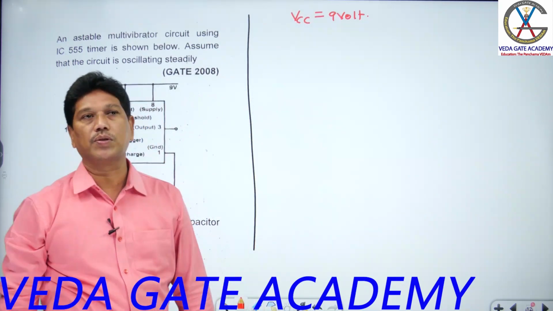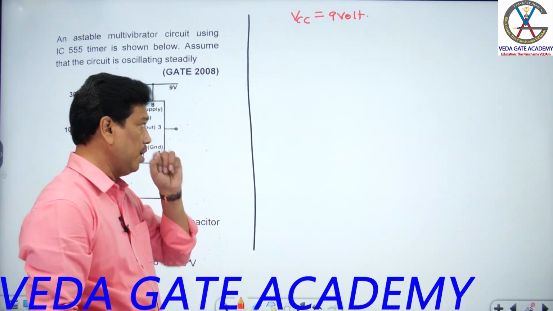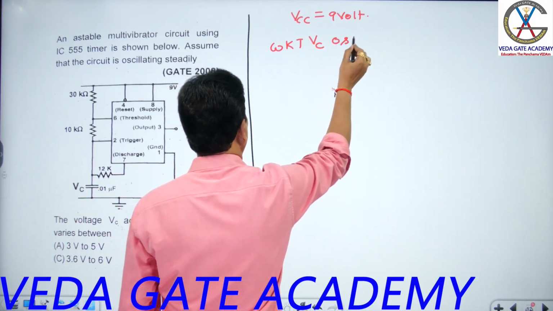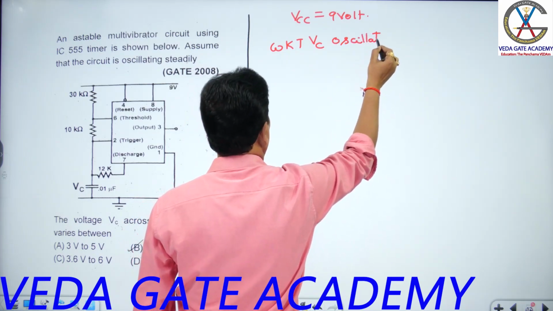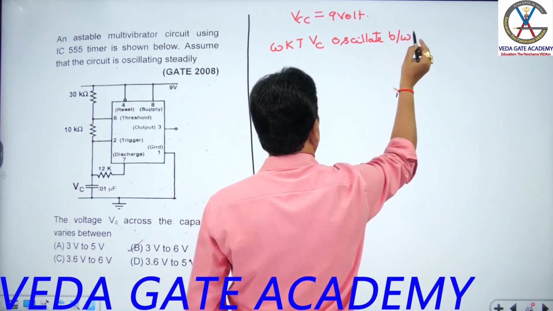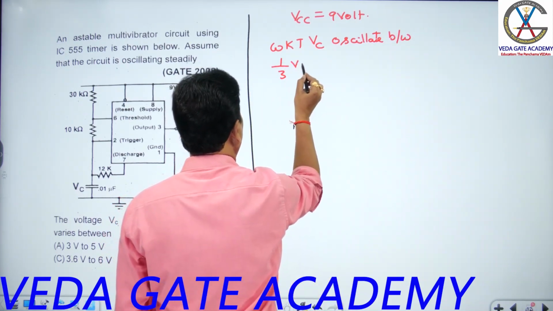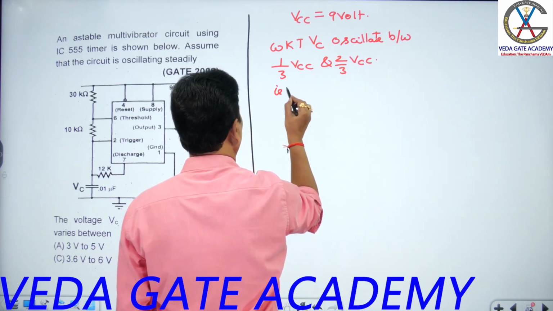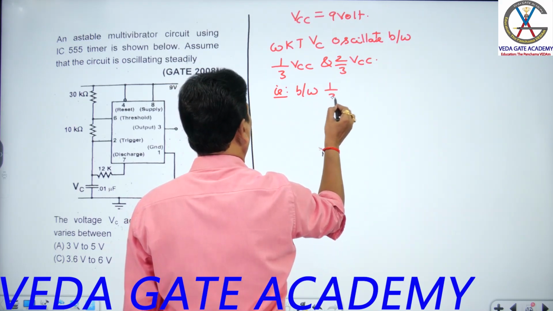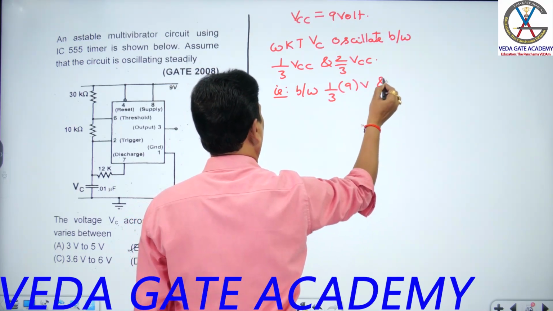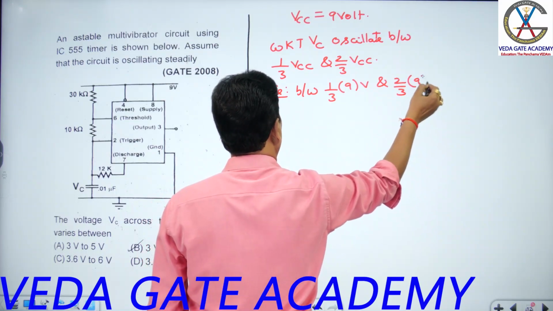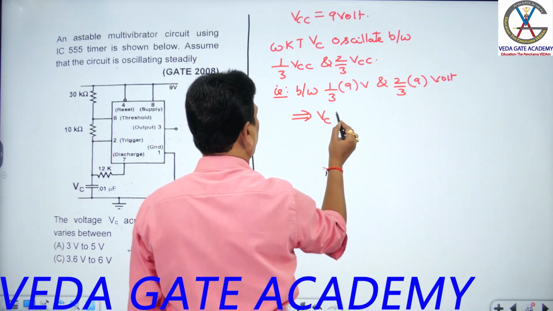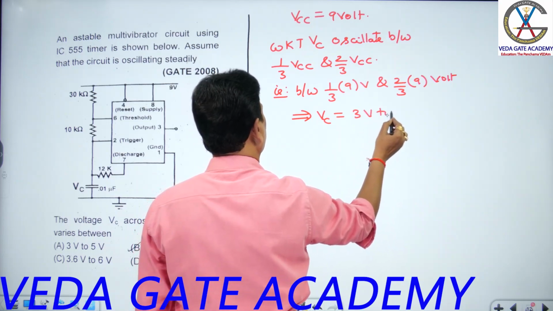VCC equal to 9 volt is given, students. You know that the capacitor voltage Vc oscillates between 1 by 3 VCC and 2 by 3 VCC. That is, between 1 by 3 into 9 volt and 2 by 3 into 9 volt. So Vc oscillates between 3 volt to 6 volt.